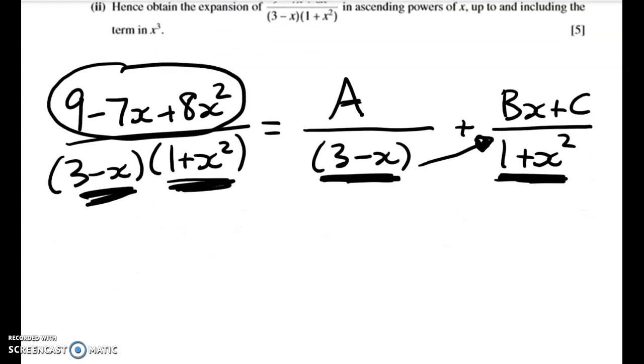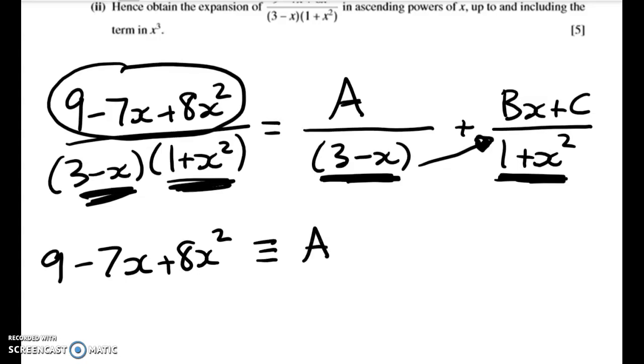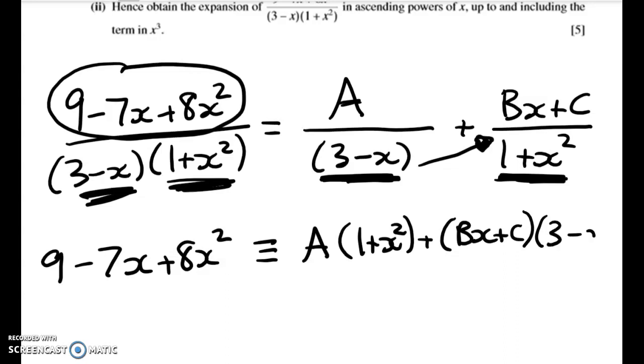Next thing we do is that we cross multiply and we get the denominators equal. So 9 minus 7x plus 8x squared has got to equal A times (1 plus x squared) plus (Bx plus C) times (3 minus x).